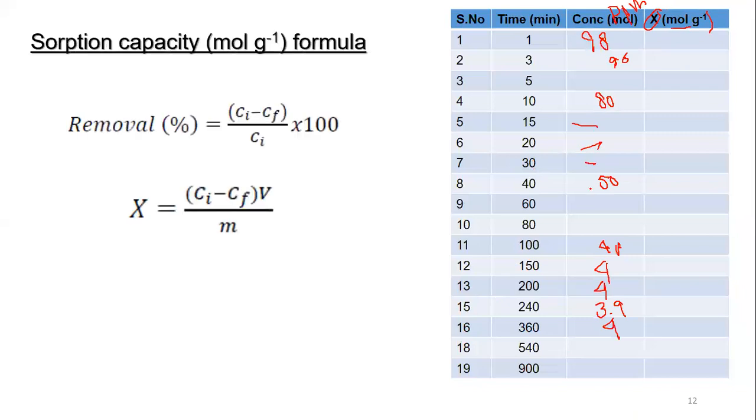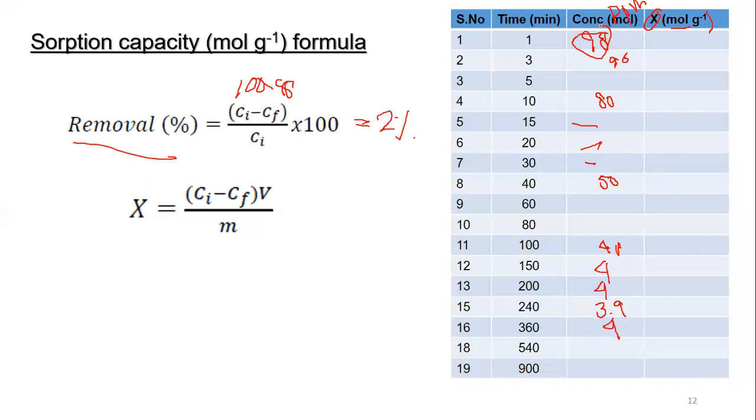Now there are different formulas for absorption capacity. The first one is percent removal. You can just directly take initial minus final divided by initial multiplied by 100. For example, if I'm going to calculate for this one, initial I have 100, okay, and the final I have 98. So 100 minus 98, and the initial I have 100. So 100 and 100 will cancel with one another, and here is 2. So my removal efficiency is 2%.